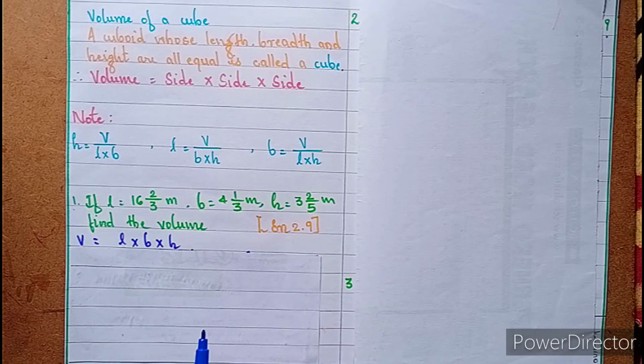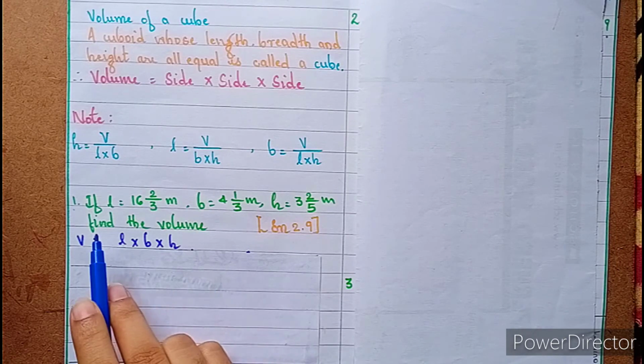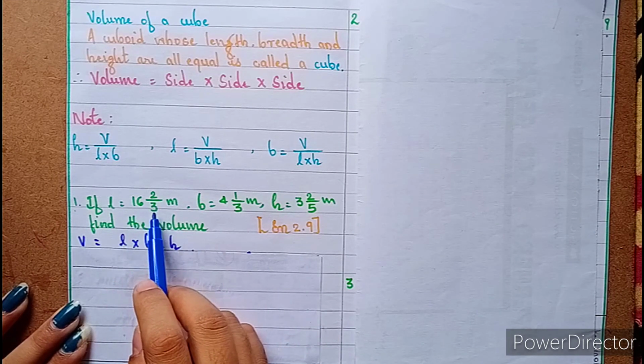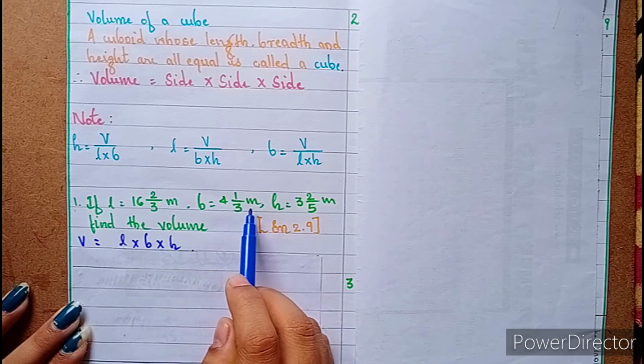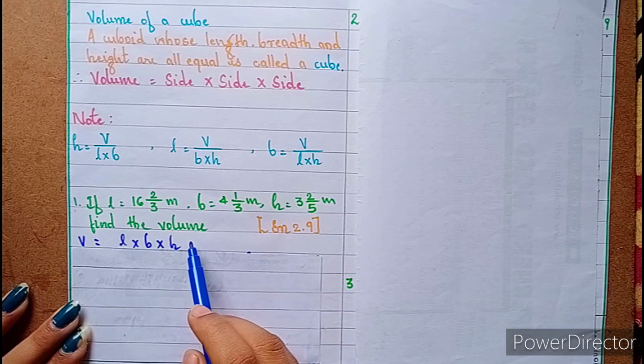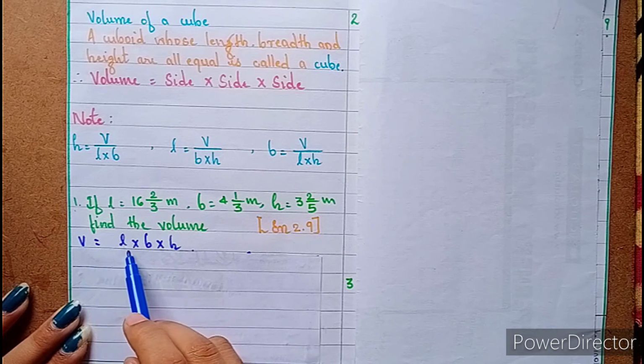Now we shall solve the problems on volume. First example we have from exercise 2.9. If L is equal to 16 2/3 meter, B equals to 4 1/3 meter, H is equal to 3 2/5 meter, find the volume. So we have the formula: volume equals length into breadth into height.